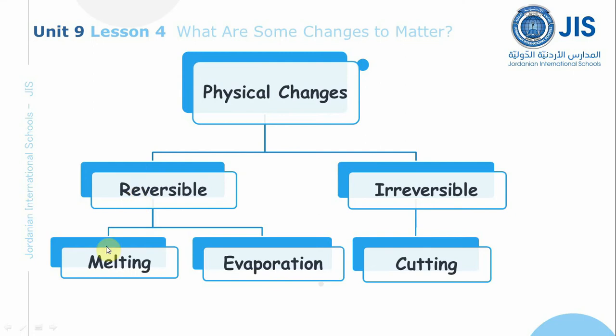The reversible, like the melting and evaporation. In a reversible physical change, the original form can be restored. So the melted ice cube can be refrozen by freezing, and it can be melted by melting. So it's reversible. And the same goes for evaporation and condensation. But the irreversible, it's like the cutting, because the original form cannot be restored. When you cut something, you can't put it back to the way it was.